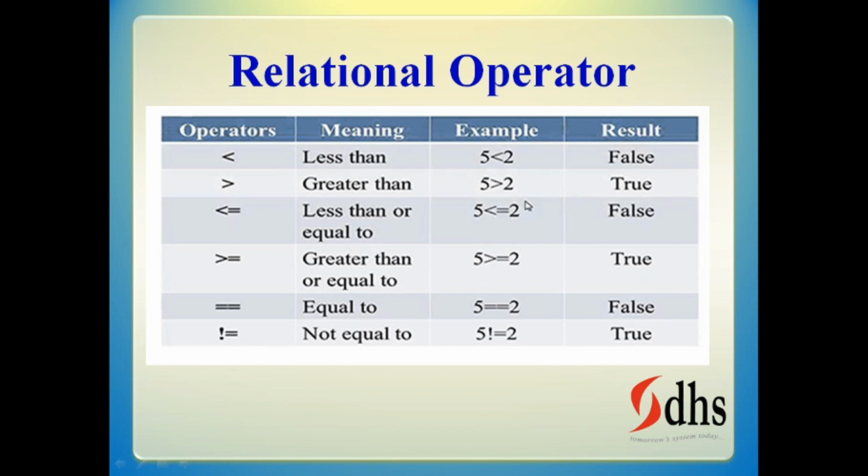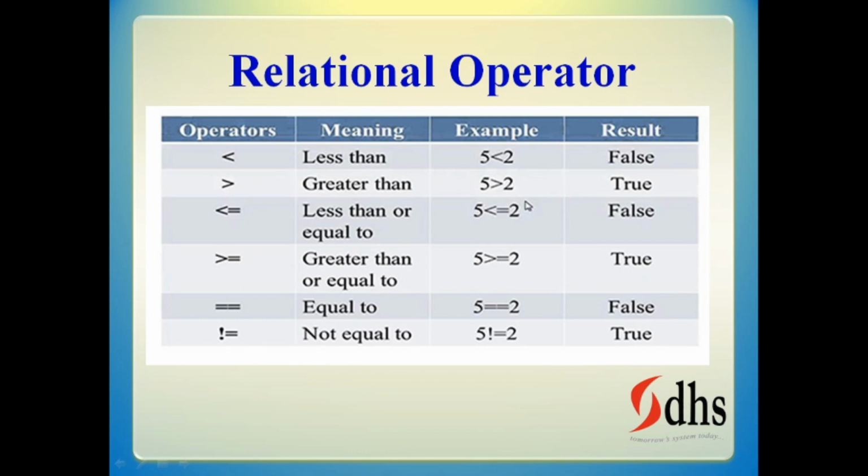I am telling you one more thing here. 5 is less than or equal to 5 is true. 5 is less than 5 is false. But 5 is equal to 5 is true. So it becomes true. 5 is less than or equal to 5 becomes true. 5 is greater than or equal to 2 is true. Similarly, 5 is greater than or equal to 5 is also true.